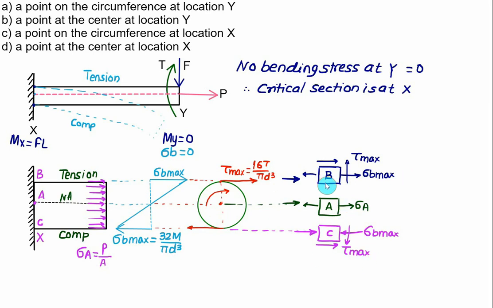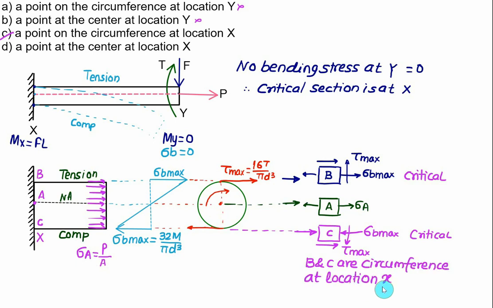It means that the critically loaded point will be either B or C. So B is critical or C is critical. The location of Y is entirely wrong, and a point on the circumference at location X is the correct choice. Both these points, B and C, are on the circumference at location X. So choice C is correct. Failure will be either at B or at C.